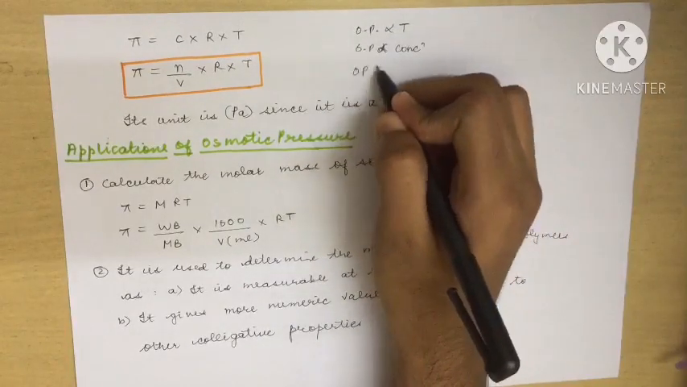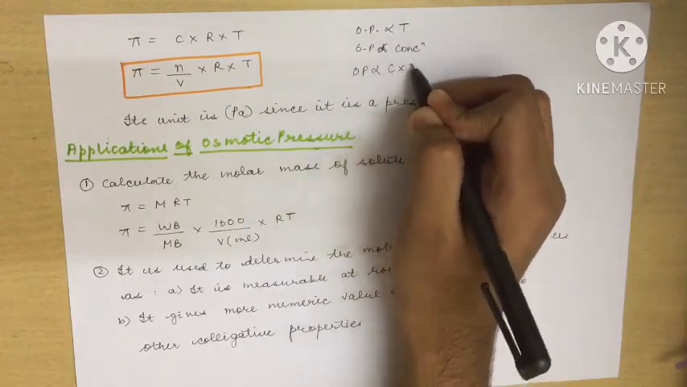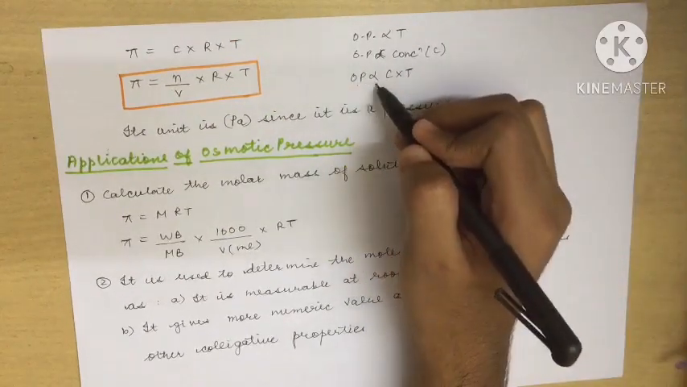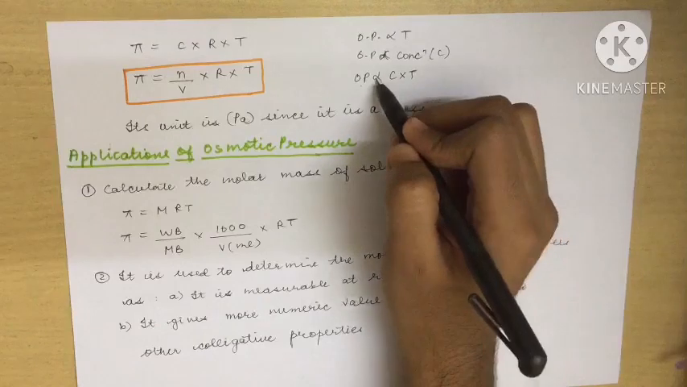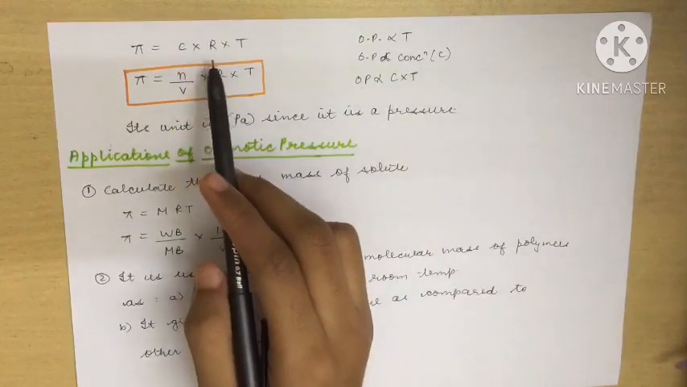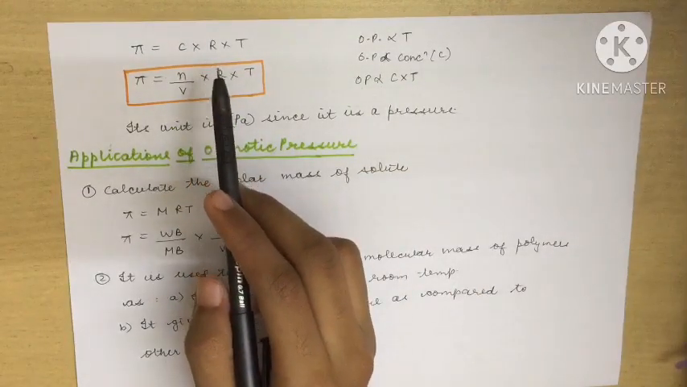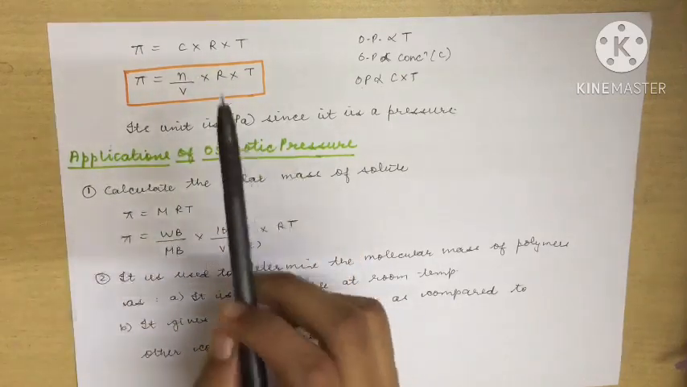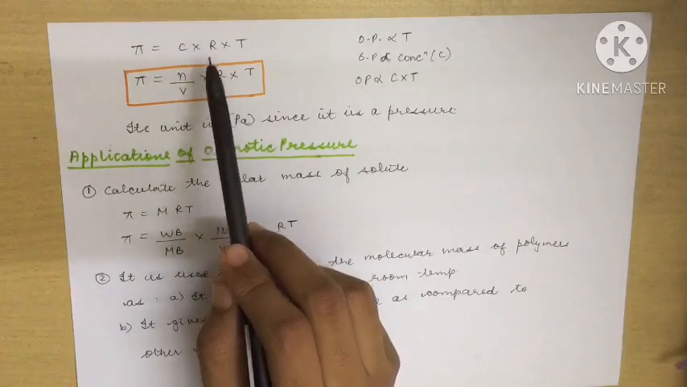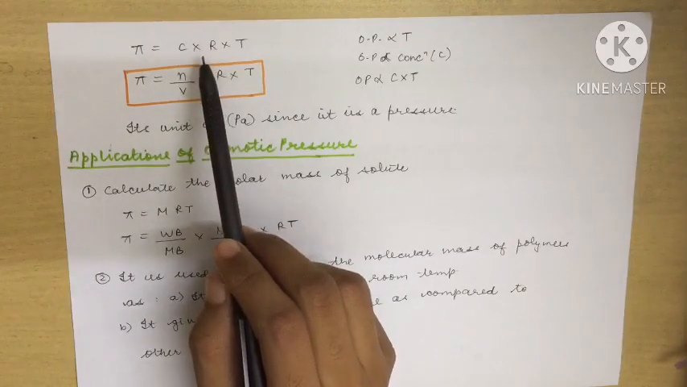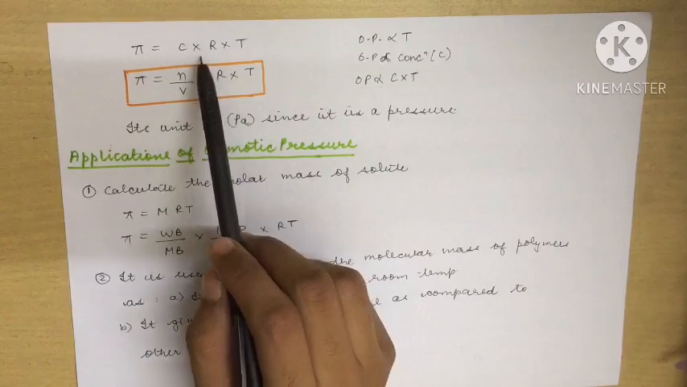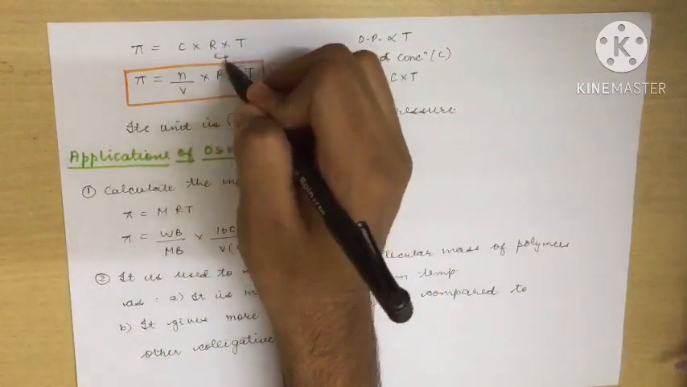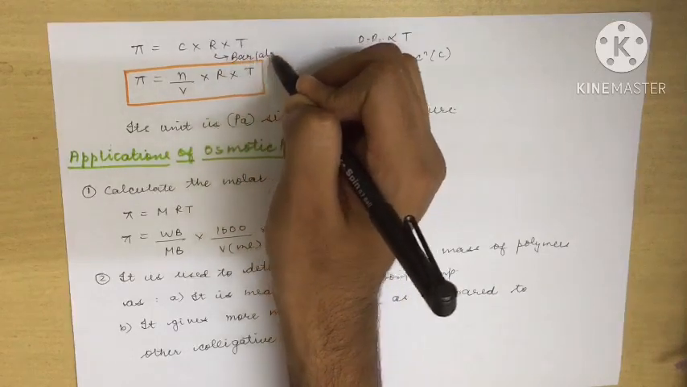So we can write that osmotic pressure is directly proportional to C into T, where C is concentration. Remove the proportionality sign and you get R. R is not the ideal gas constant which we already used; here it is the proportionality constant, and this proportionality constant has a unit which is bar or atm, which we use over here.